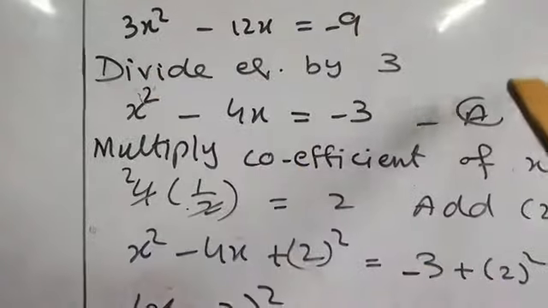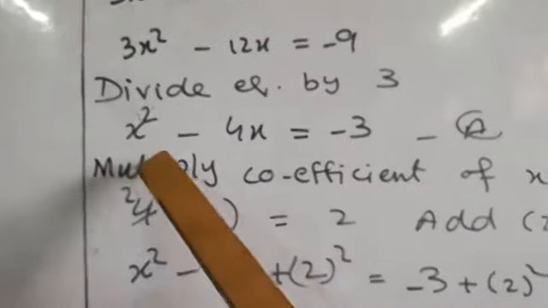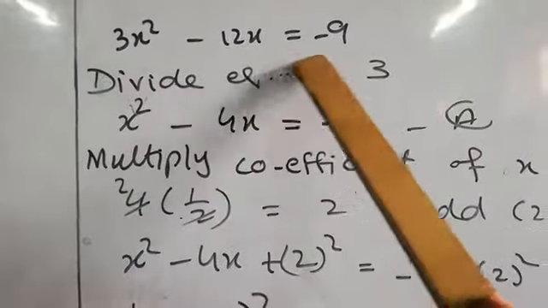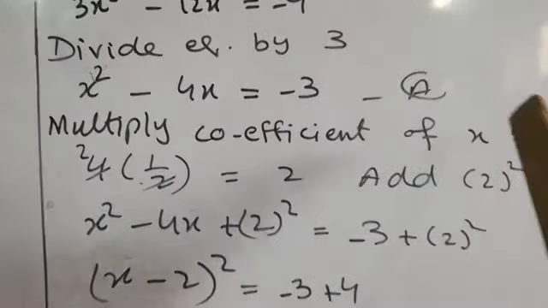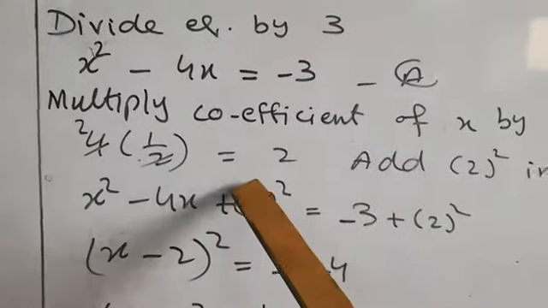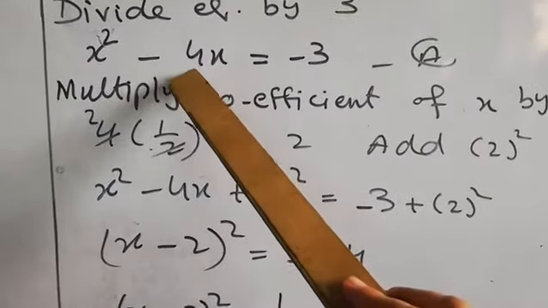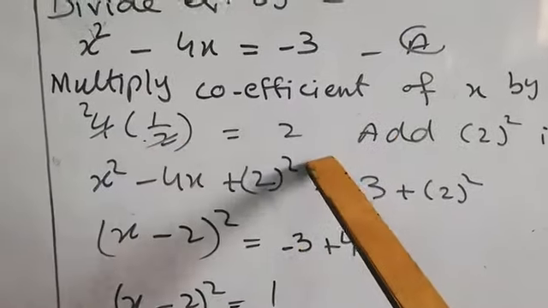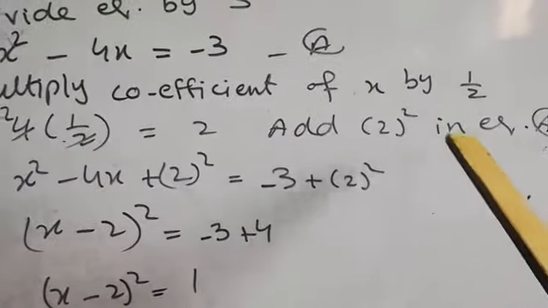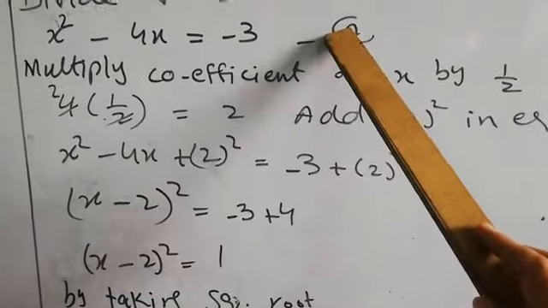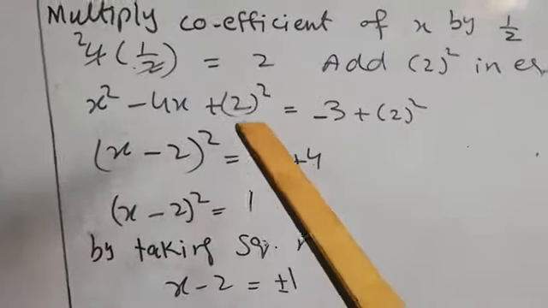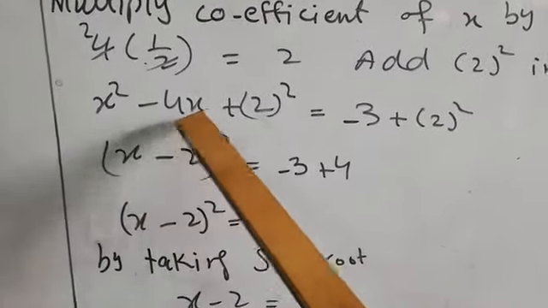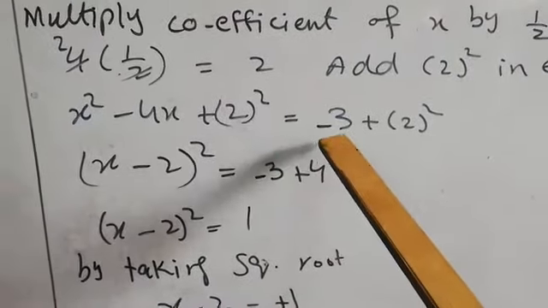We will divide the equation by 3 and we will get x square minus 4x is equals to minus 3, because we will divide each and every term by 3. And after that we will multiply the coefficient of x, means 4 by 1 by 2, and we will get 2 1s are 2, 2 2s are 4, we will get 2. Now we will add 2 square in equation A. And my dear students, after that now we have x square minus 4x plus 2 square.